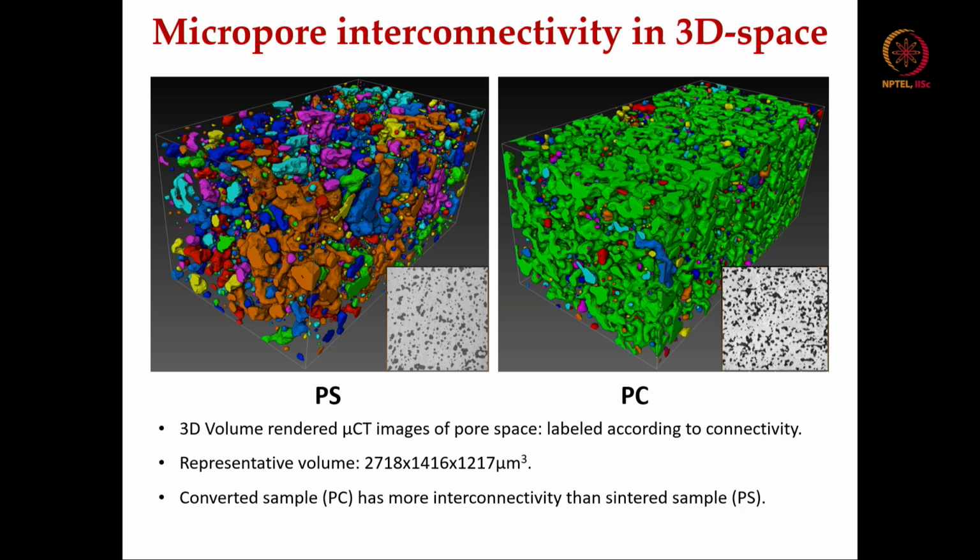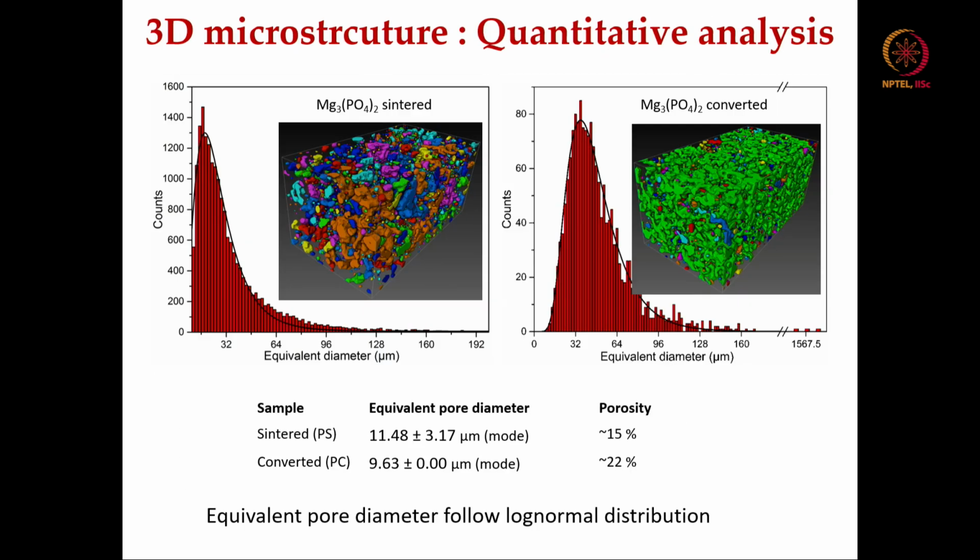So, on the left hand side it is the post process printed and sintered, and on the right hand side it is printed and chemically converted. By looking at these two images, and the insets in individual cases, which are the 2D ortho slices, you will agree with me that micropore interconnectivity is perhaps much better when these binder jet 3D printed structures were chemically converted in diammonium hydrogen phosphate solution.